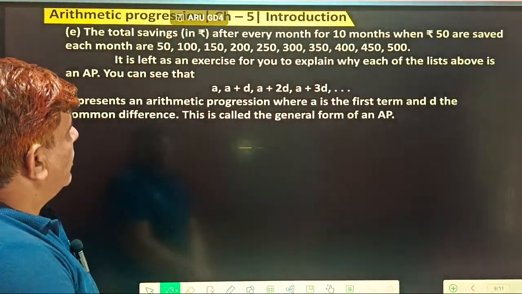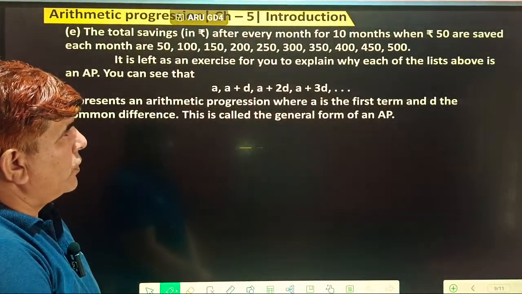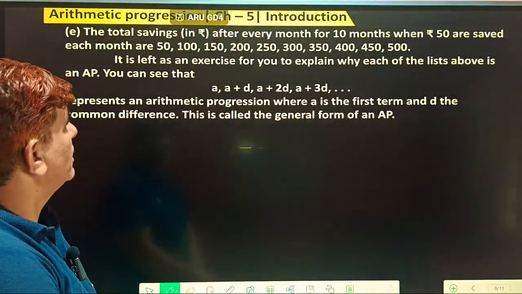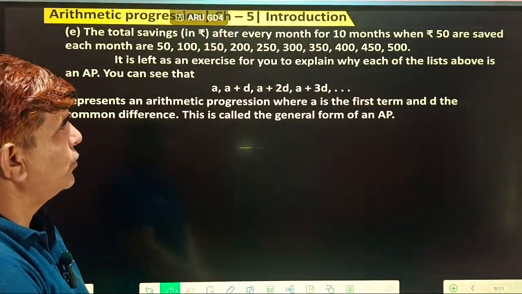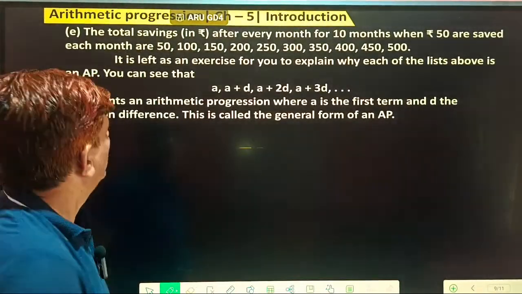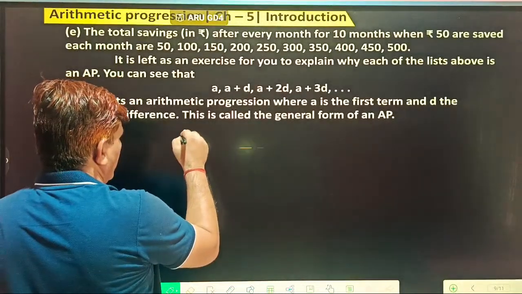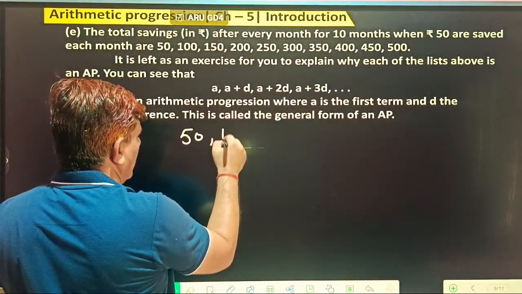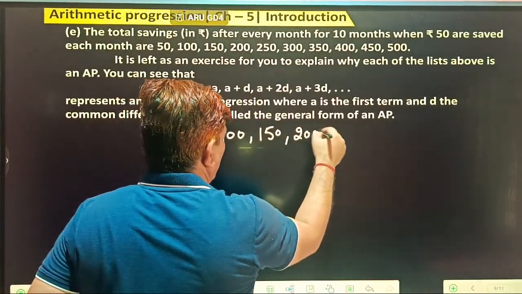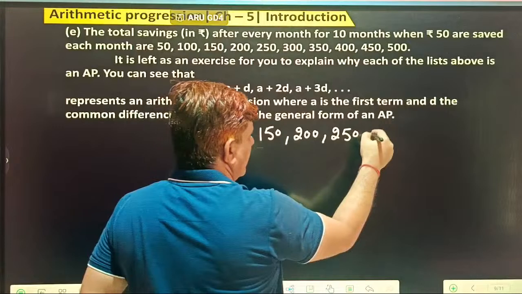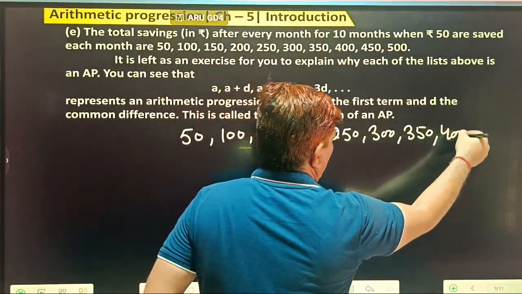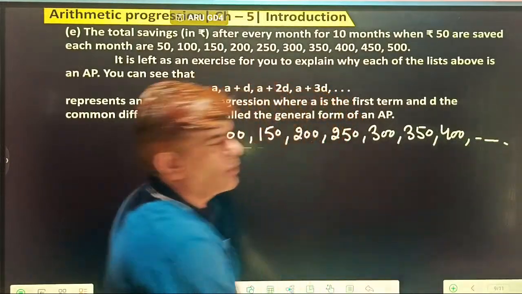So the total saving after every month for 10 months, when 50 is saved each month: 50, 100, ... This is left as an exercise for you: explain why each list above is an AP. You can see that. So look one time: 50, 100, 150, 200, 250, 300, 350, 400, continuing like this up to 500.